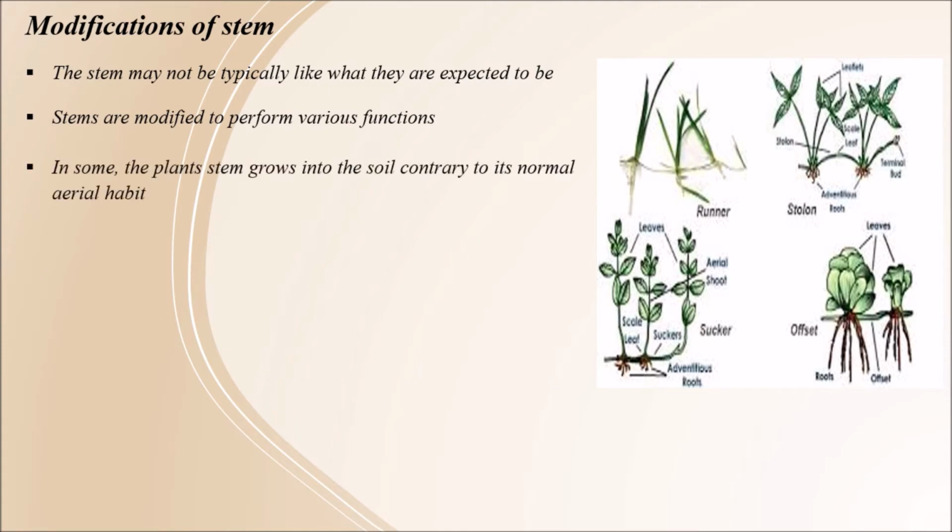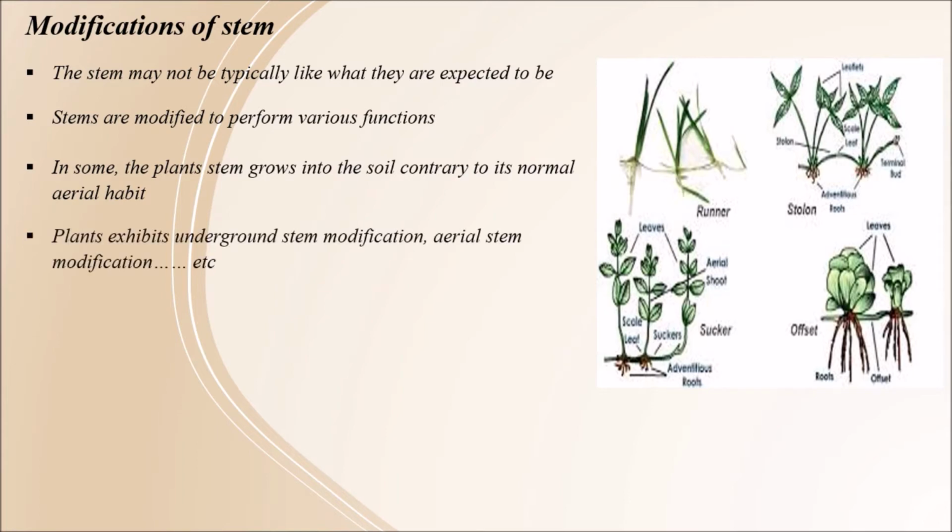In some plants, the stem grows into the soil, which is contrary to its normal aerial habit. The very first type which we can observe is, in some plants, the plant stem will grow into the soil, which is contrary to its normal aerial habit. Generally the stem grows aerially, but in some plants the stem grows into the soil, and that is one type of modification which we observe.